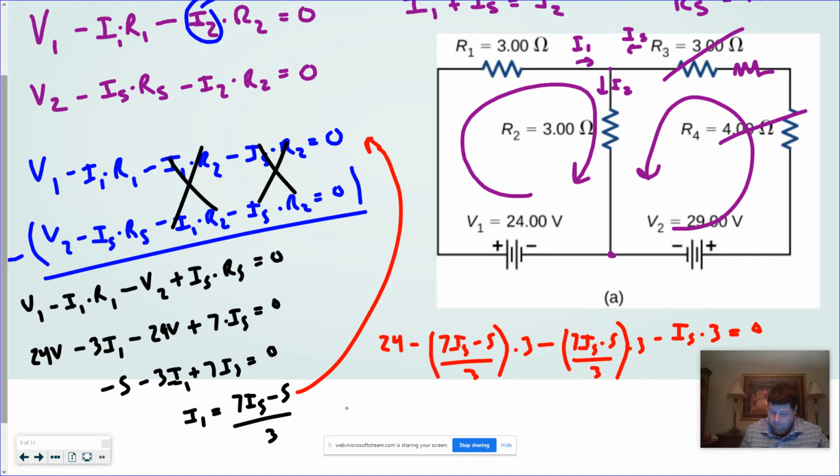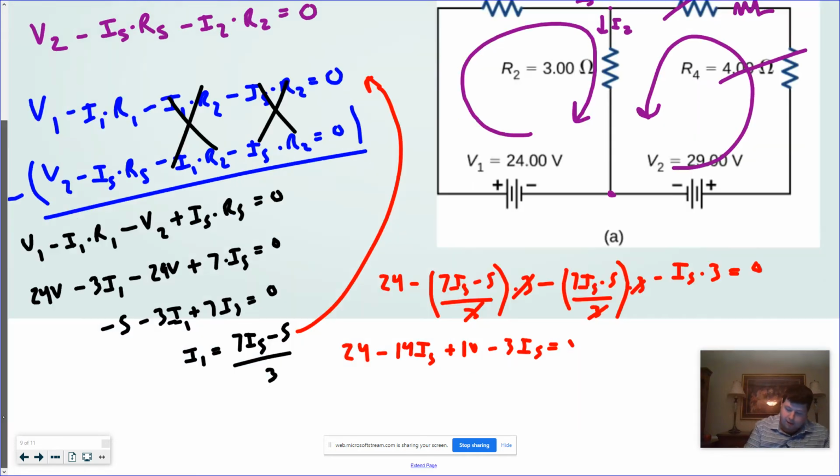So 24. And then notice the 3's will cancel here. And I get minus 7I5 minus 5 times 2. There's 2 of them, so I'm just going to loop those in there, minus 14I5 minus minus 5 minus another minus 5. So plus 10 minus 3 more I5s equals 0. And so solving that out, I get 34 equals 17I5. And so I5 equals 2 amps.